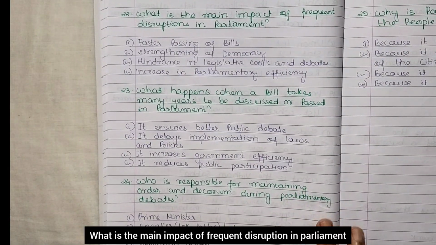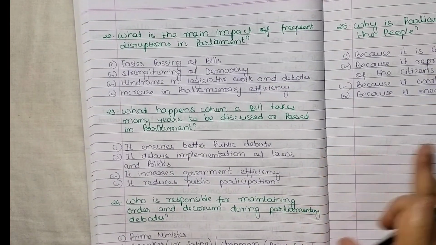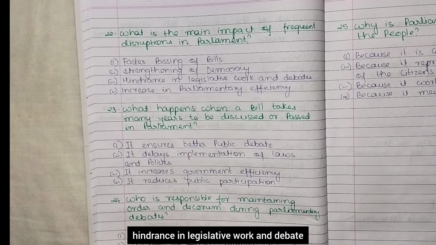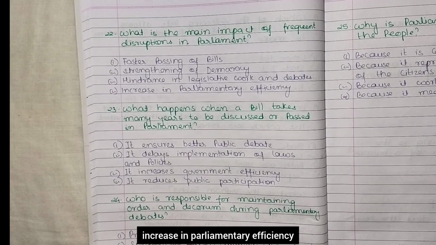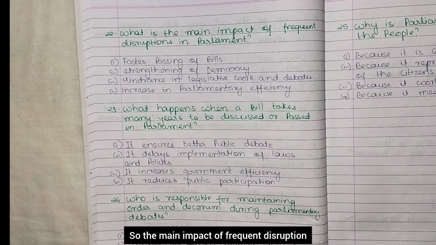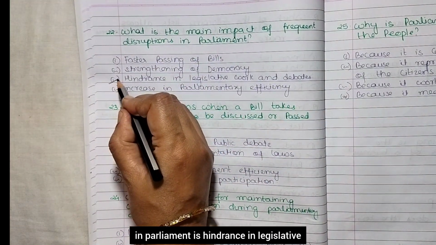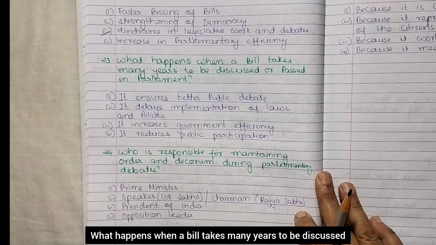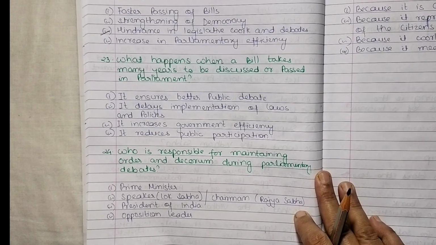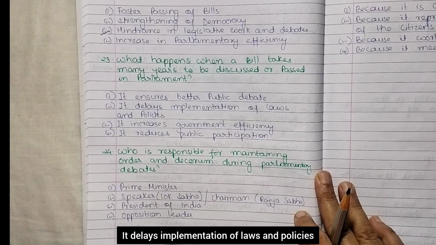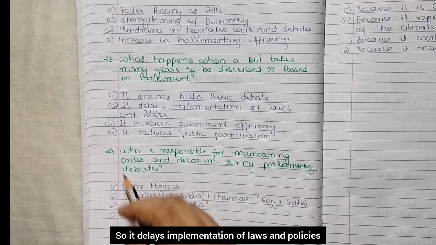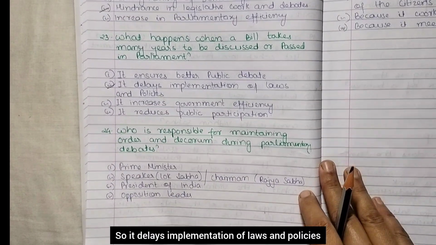What is the main impact of frequent disruption in parliament? Faster passing of bills, strengthening of democracy, hindrance in legislative work and debate, increase in parliamentary efficiency. So the main impact of frequent disruption in parliament is hindrance in legislative work and debate. What happens when a bill takes many years to be discussed or passed in parliament? It ensures better public debate, it delays implementation of laws and policies, it increases government efficiency, it reduces public participation. So it delays implementation of laws and policies.